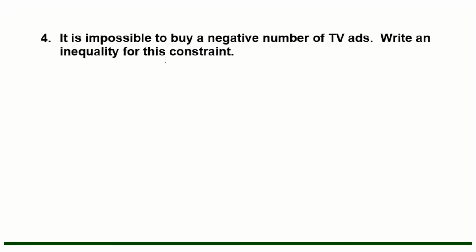Okay, so question 4 is, it is impossible to buy a negative number of TV ads. Write an inequality for this constraint. I want to clarify what is meant by this as well. The way they're approaching this is from a much simpler standpoint than what you are used to. What you might do in writing inequalities for this situation is something like this: -3 is less than or equal to X is less than or equal to 10. And you don't have any problem writing it as a compound inequality.